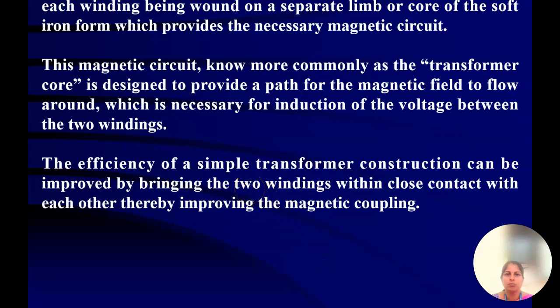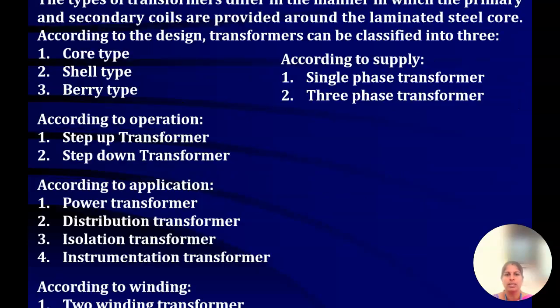The construction of a simple two-winding transformer consists of each winding being wound on a separate limb of the soft iron core, which provides the necessary magnetic circuit. This magnetic circuit, commonly known as the transformer core, is designed to provide a path for the magnetic field to flow around, which is necessary for induction of the voltage between two windings. The efficiency of a simple transformer construction can be improved by bringing the two windings within close contact with each other, thereby improving the magnetic coupling.